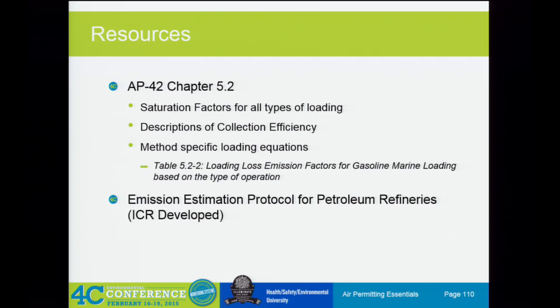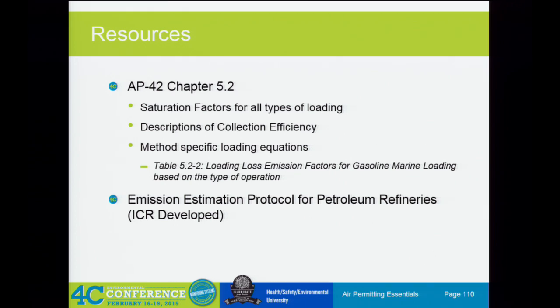So the saturation factors are in the slides, but they're also in AP 42. There's the loading equation, which is in the slides. And then I guess I didn't know that loading was in the petroleum guidance document. Do they have special loading at refineries? It's the same as AP 42. Okay. Are there questions about loading?